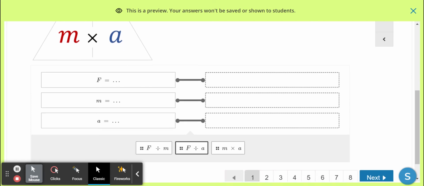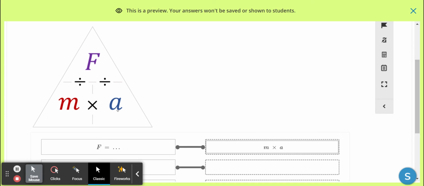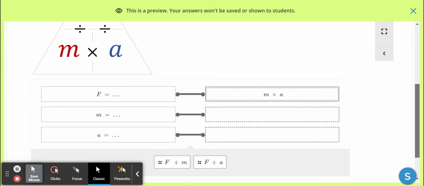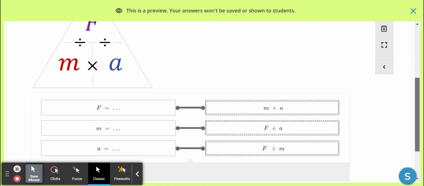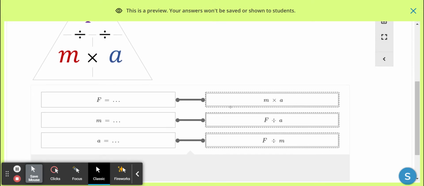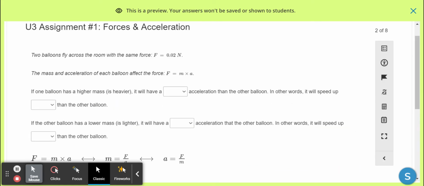Okay. So force is going to be equal to mass times acceleration. If we want to look for what mass is equal to, we cover up mass, and what we're left with is force divided by acceleration. Then acceleration should be force divided by mass. Okay, so these are the 3 different versions of the equation we can get by rearranging these variables. F equals m times a, m equals f divided by a, and a equals f divided by m. Now let's take a look at the next problem.